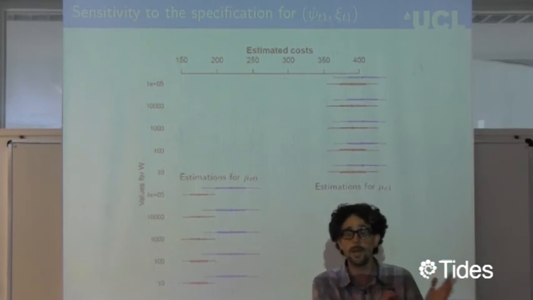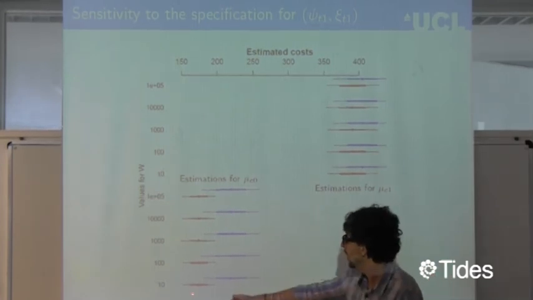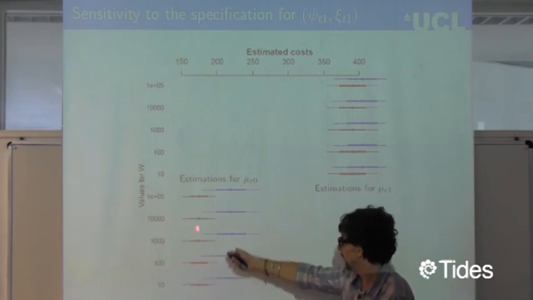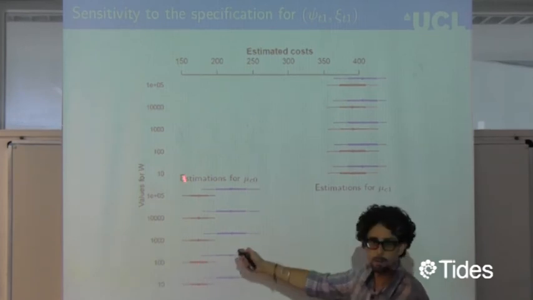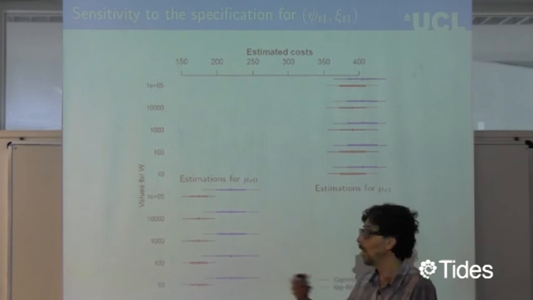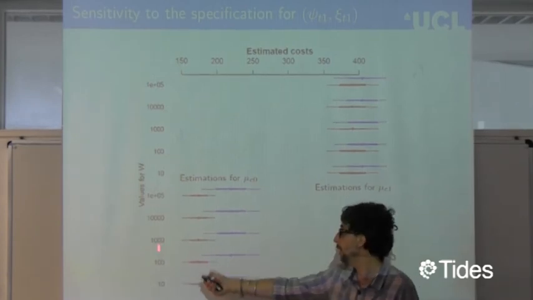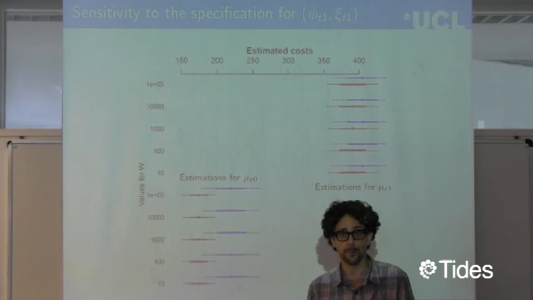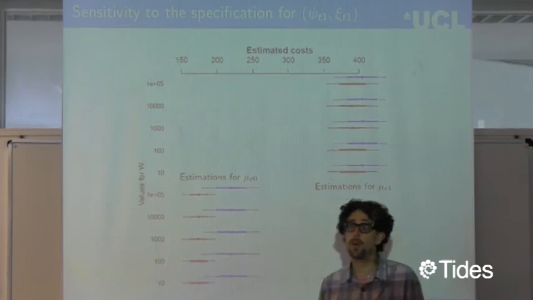That's the way in which they function. But the point is, all the estimations, for example, all these red graphs and all these blue graphs are the same. They don't depend on the value that I'm assuming here for W. So the procedure is very much robust.